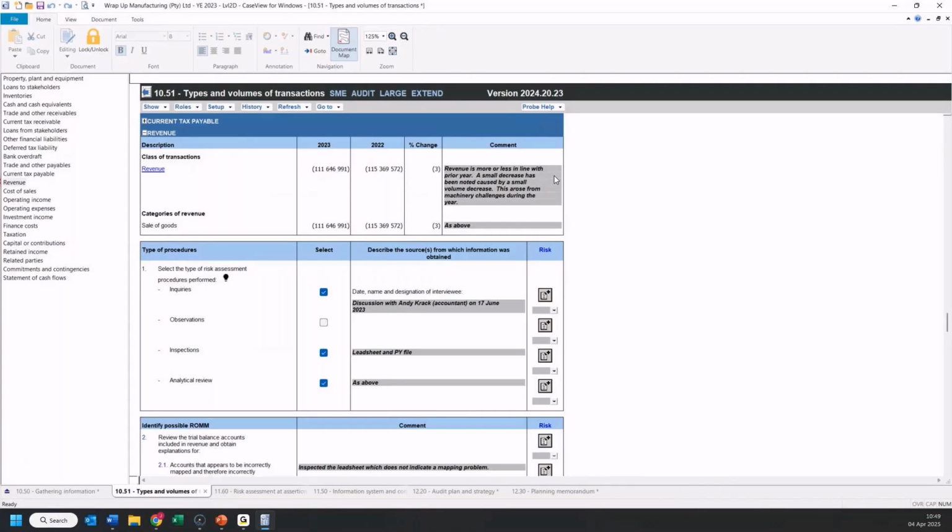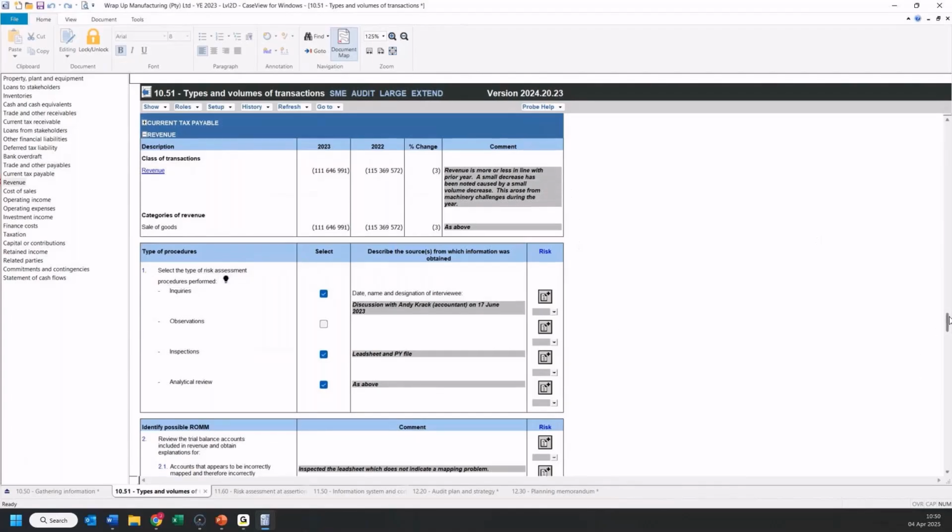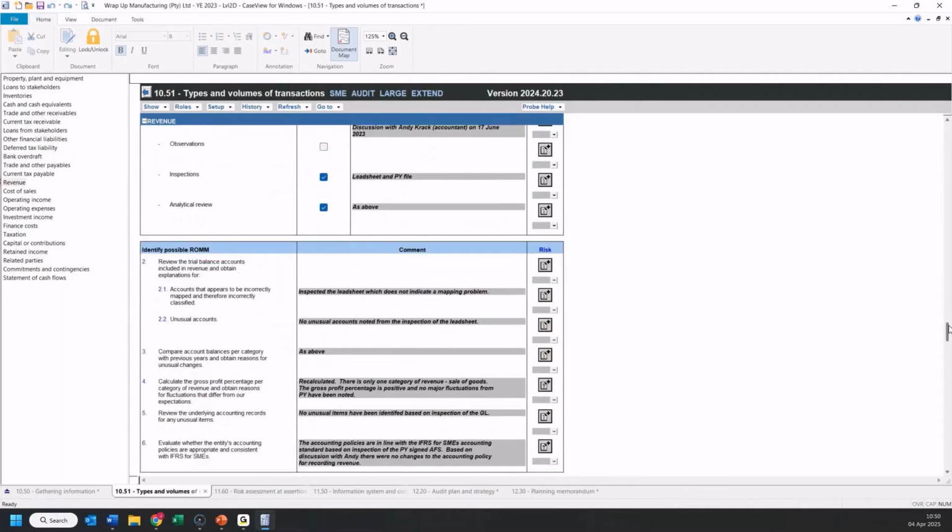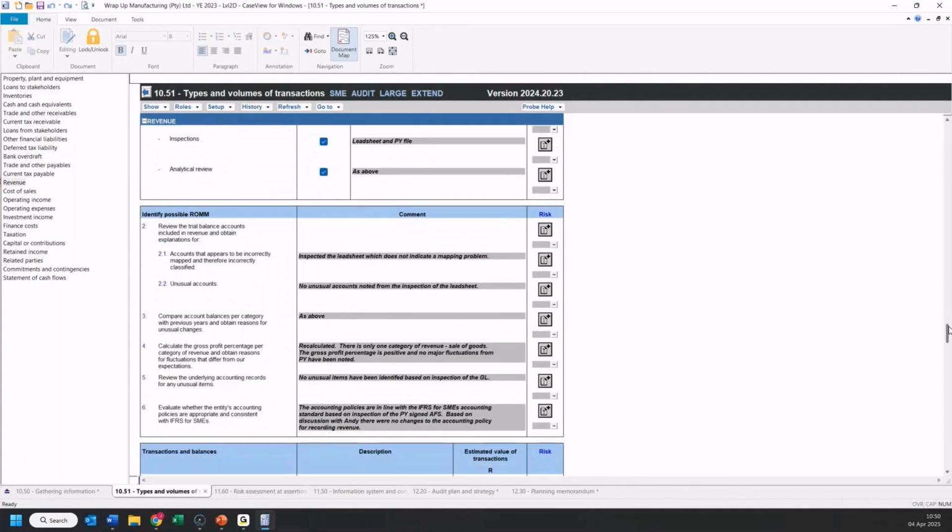We had increased repairs and maintenance, which led to some risks recorded for property, plant, and equipment. So that then also explains or correlates with what we had said, that because the machines weren't working, we couldn't sell as much as we could in the previous year. Then we have the types of procedures that's documented. And what we then have is identifying the possible risks of material misstatement. So in here, those are the procedures that we need to document as risk assessment procedures.